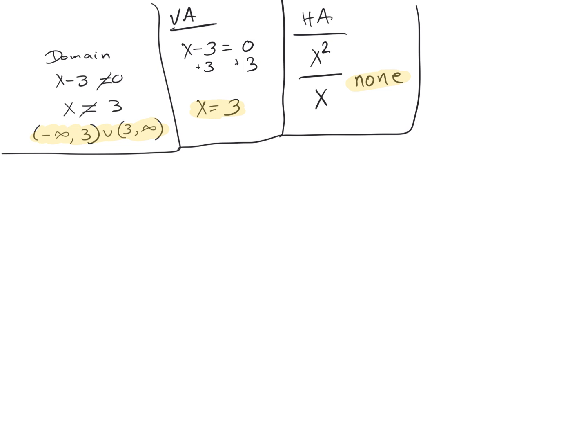Now I'm going to look for the slant asymptote. The way you do that is you're going to do long division, the numerator divided by the denominator. So let me put it down here. So for the slant asymptote, I'm going to go ahead and say, well, x squared minus 4x minus 5 is divided by x minus 3. Let me rewrite that so it fits.